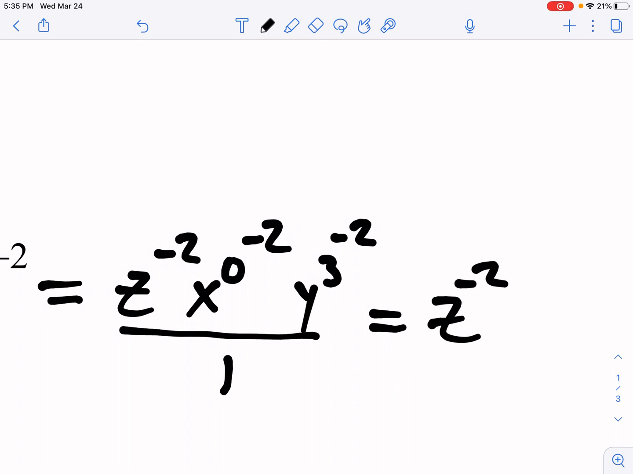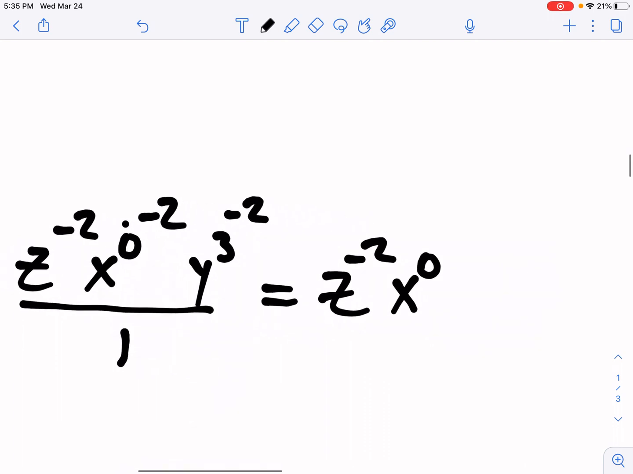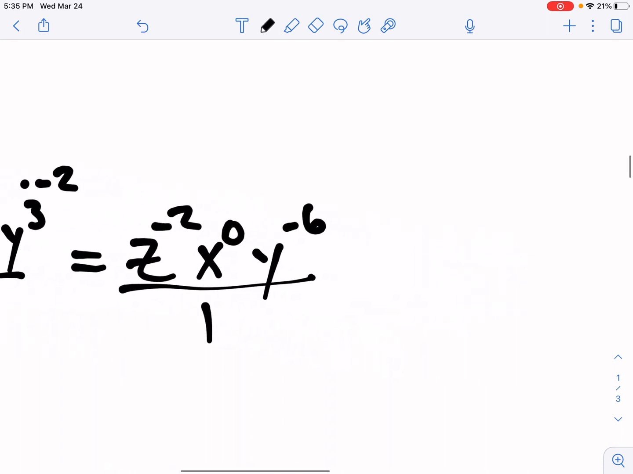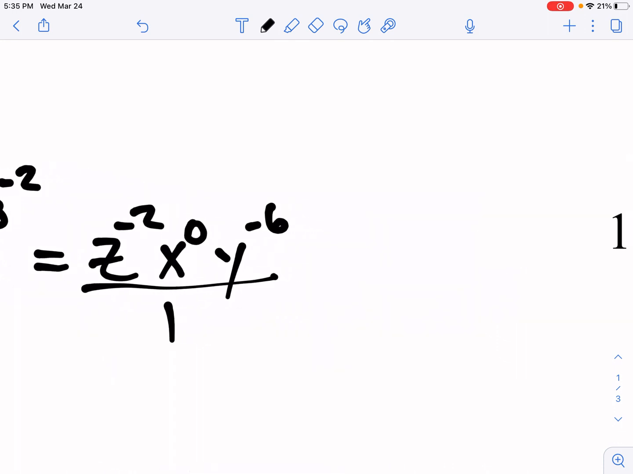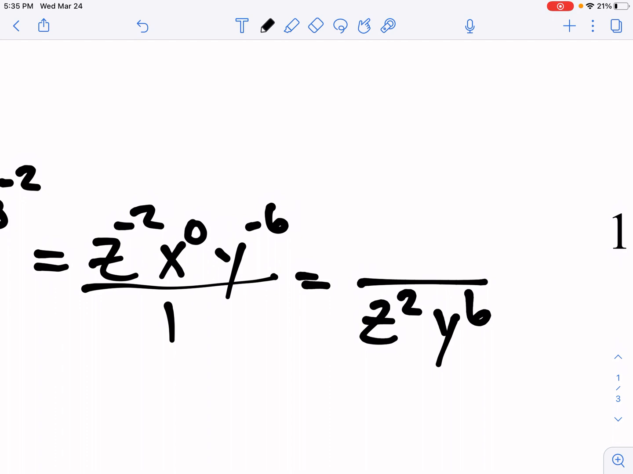So we have z to the negative second, and then 0 times the negative 2. Well, what's 0 times anything? 0. So this is just x to the 0. And then we have 3 times the negative 2 would be negative 6. Okay, well now we can start to simplify things. What happens with the ones with the negatives? Well, the z and the y are both going to flip down, right? Okay, and again, you could say that there's the 1 times that, but you don't have to put the 1 at that point. They both flip down.